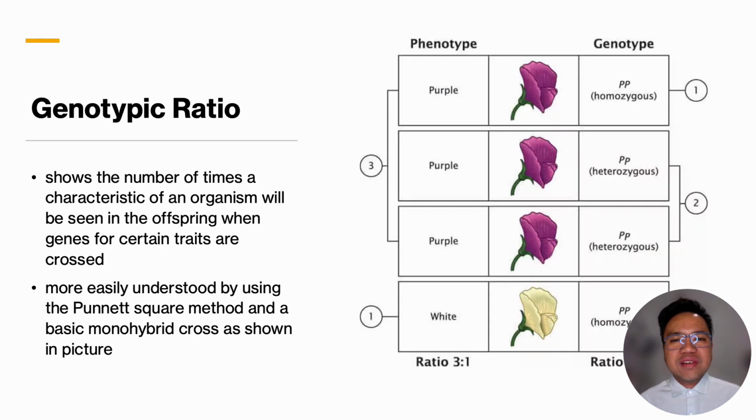To unravel the narrative of genetic inheritance, we turn to genotypic ratios. Using a monohybrid cross in our Punnett Square, we will see how often a characteristic appears in the next generation. It's like a genetic forecast telling us the likelihood of each genotype arising from a pair of alleles. Let us make a Punnett Square.